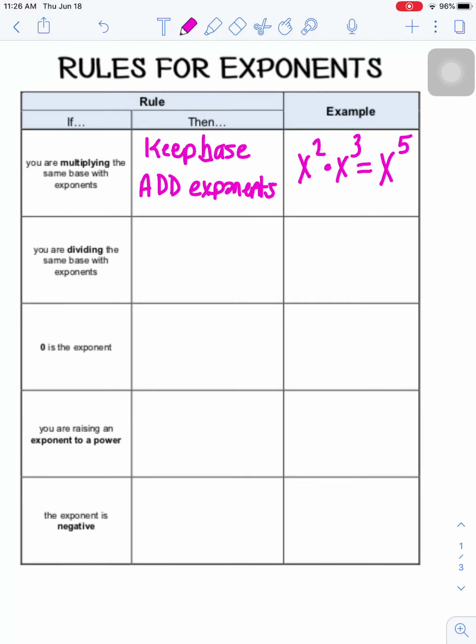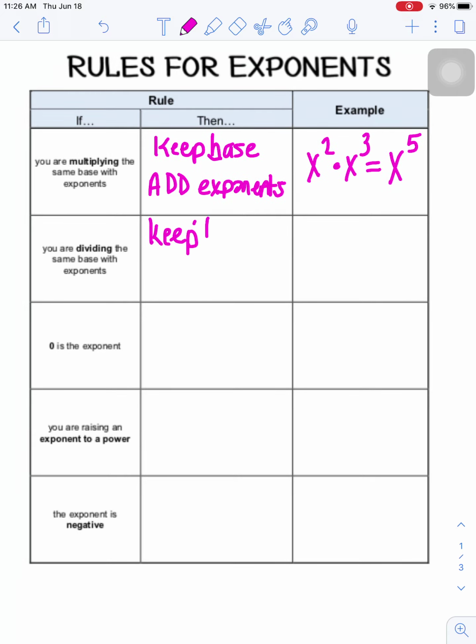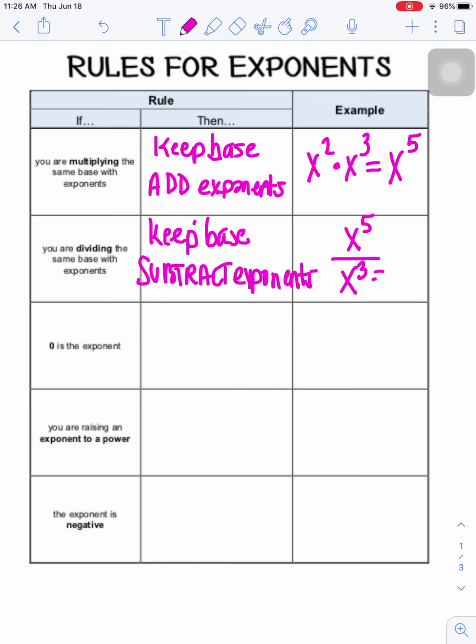All right, if you are dividing the same bases with exponents, then you keep the base and you are going to subtract the exponents. So let's say, for example, we have x to the fifth over x to the third. Right? If you have 5 of those x's on the top and 3 on the bottom, 3 of them are canceling out, leaving you with 2 in x squared.